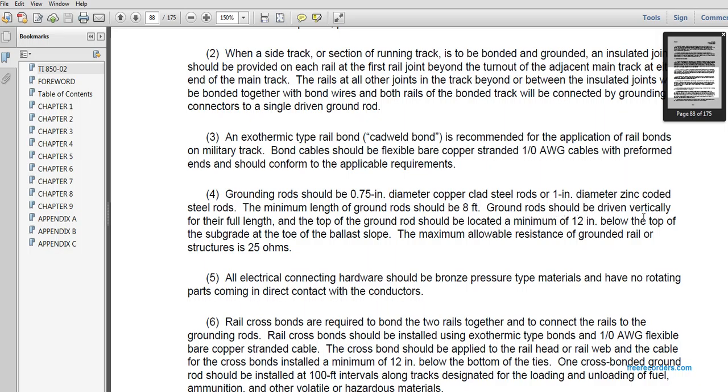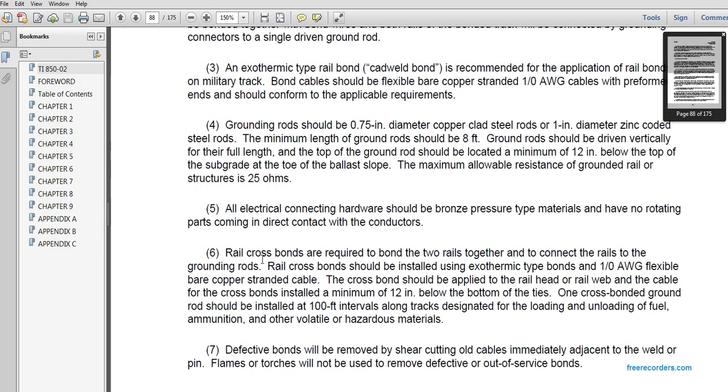The ground rods should be driven vertically for the full length. The top of the ground rod should be located at a minimum of 12 inches below the top of the subgrade at the toe of the ballast slope. The maximum allowable resistance of the ground rod to the structure is 25 ohms. Electrical connecting hardware should be bronze pressure type, with no rotating parts, connecting in direct contact with the conductors.